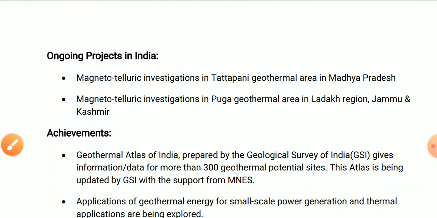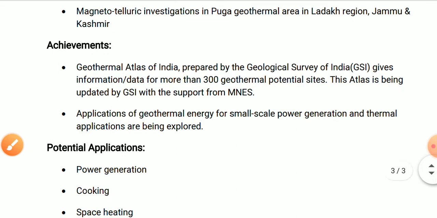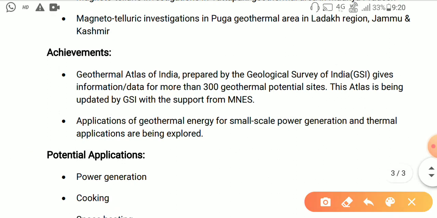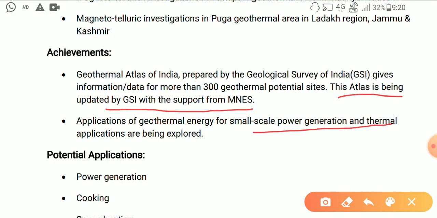Till now, our achievement is the Geothermal Atlas of India, prepared by the Geological Survey of India (GSI), which gives information and data for more than 300 geothermal potential sites. This atlas is being updated by GSI with the support of MNES. Application of geothermal energy for small scale power generation and thermal application are being explored.